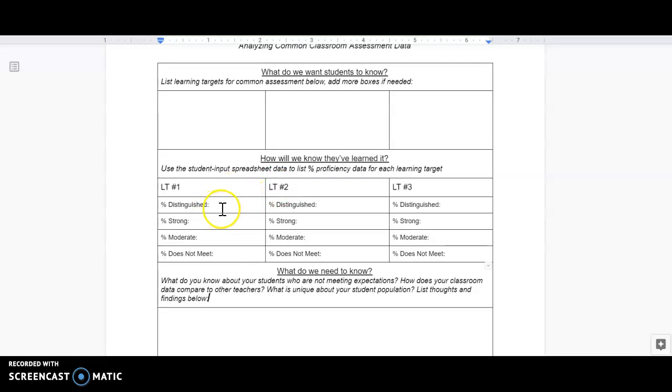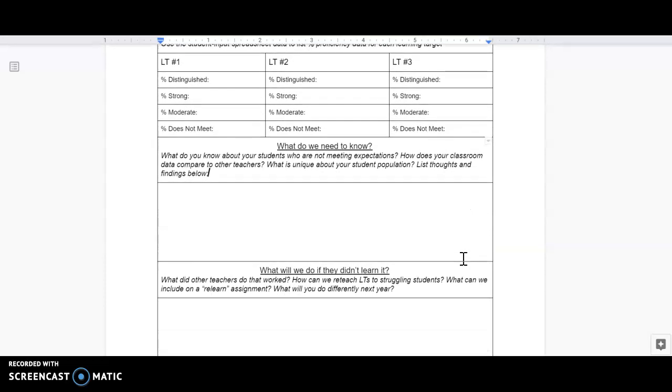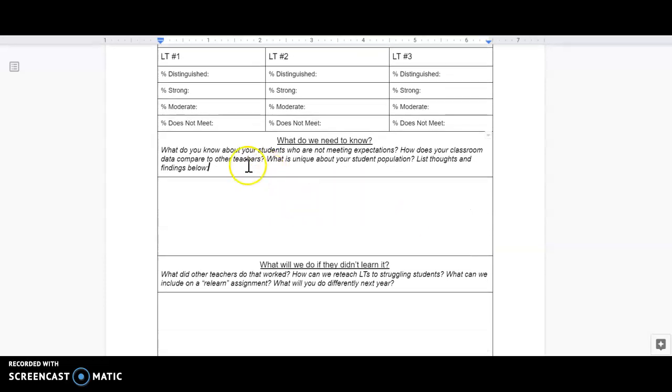So going back here, teachers could put in for each learning target what percentage of their students was in each category. And then, what do we need to know? I added in some questions to drive teacher discussion, like what do we know about our students who aren't meeting expectations? Are they from a specific group? Are they all in a certain math class? What do we know about them? This is open-ended and could be tailored to more specifics if we needed.